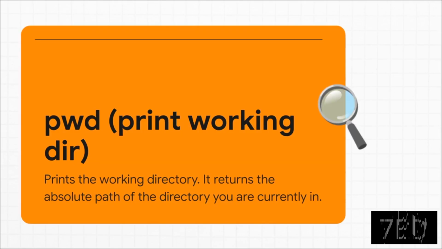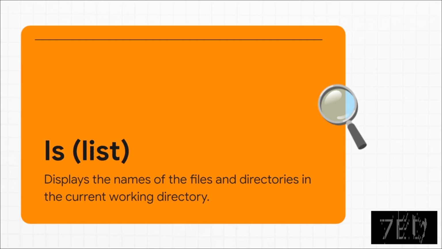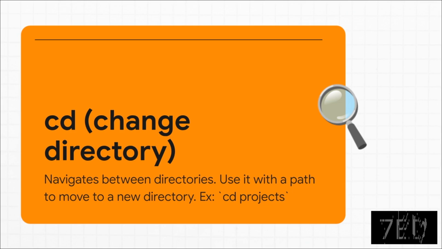So let's start with PWD, which stands for Print Working Directory. This is your digital GPS. Anytime you feel a bit lost, just type PWD, hit enter, and bam! The system tells you your exact location, your absolute path. No more guessing. Next up, LS. This is basically the command line version of double-clicking a folder to see its contents. You just type LS, and it lists all the files and folders right where you are, so you can see what your options are.